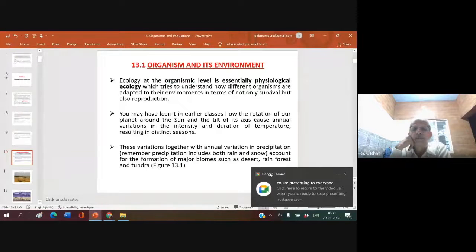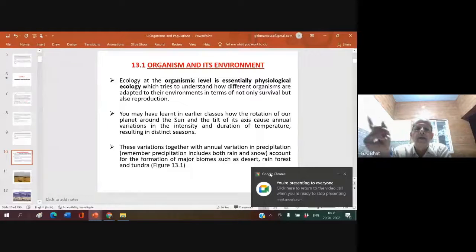Now we are looking into this. Organism level means at the individual level. You may have learnt in earlier classes how the rotation of our Earth, our planet, around the sun and the tilt of its axis cause an annual variation in intensity and duration of temperature resulting in distinct seasons. What is that? You must understand.